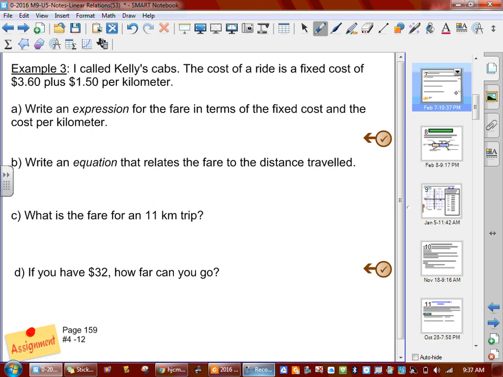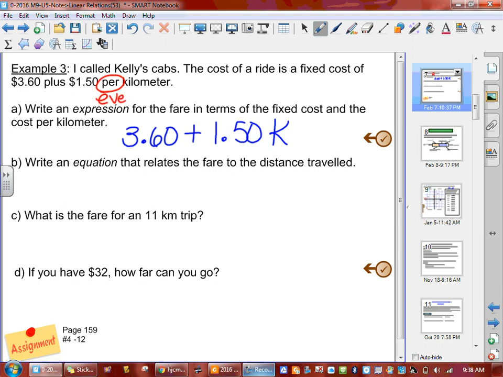Now, if you remember from the previous unit, wherever we had the word per or every, those digits were the ones that got the variable. So that's why I put the variable K for kilometers with the $1.50. So that's the expression. What is the difference between an expression and an equation? That's right. The equation has an equal sign. So now I'm going to write my expression, and I need to put an equal sign. And that's going to equal total cost.